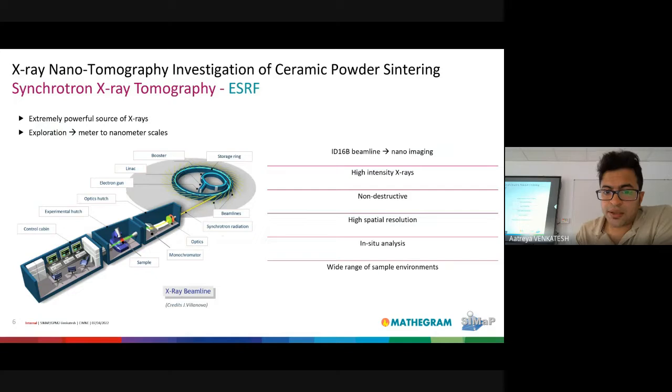Now, in this regard, we take advantage of the outstanding features of the upgraded synchrotron at the ESRF in Grenoble, France, to perform nano imaging. Synchrotron, as you would know, is a powerful source of X-rays, with the one at the ESRF being the world's brightest X-ray source. The highly coherent nano-focused beam here with high energy, particularly at this ID16B beamline, enables us to study very small samples with resolutions in nanometers.